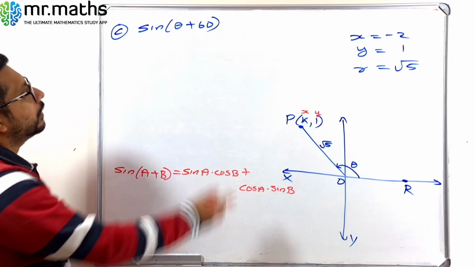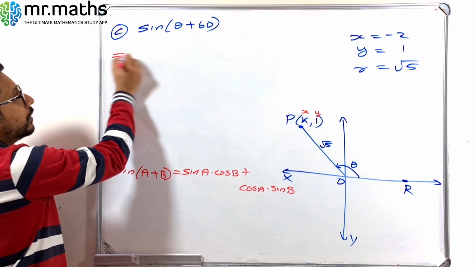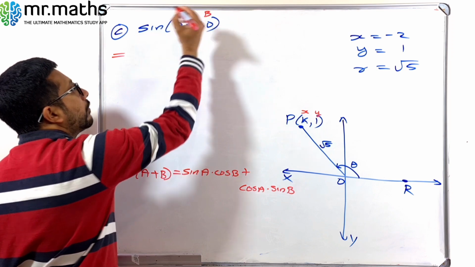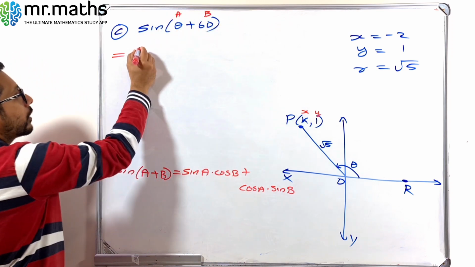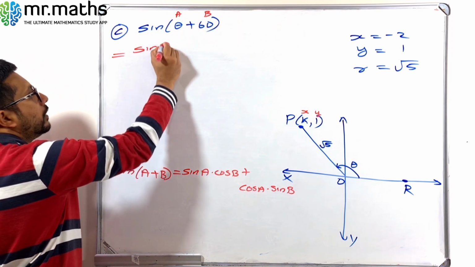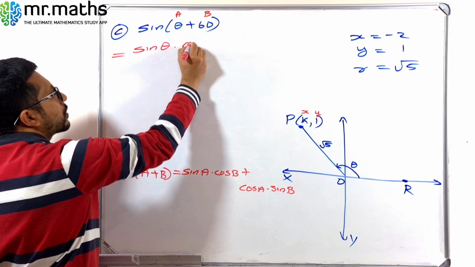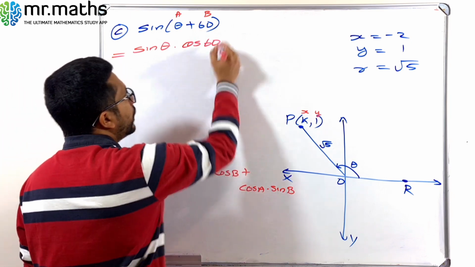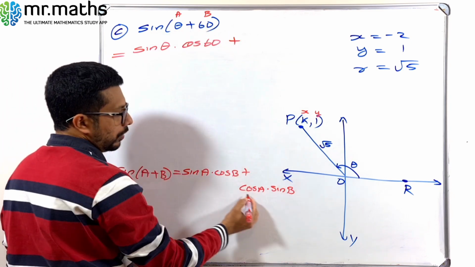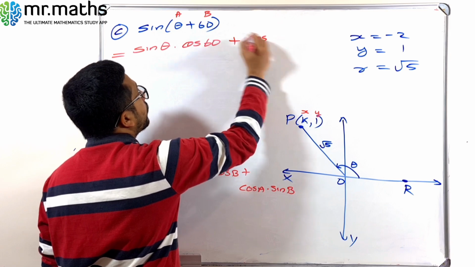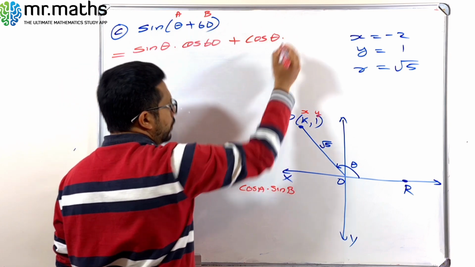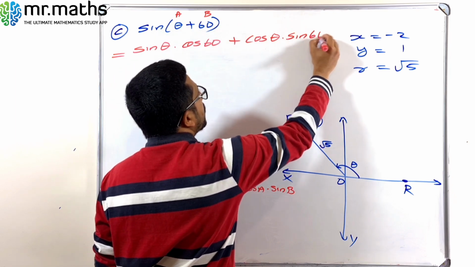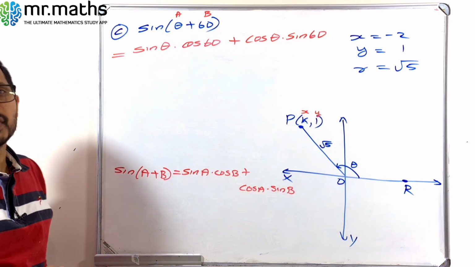Okay, so here we can expand like that, sine a cos b. This is our a and this one is our b. Okay, so expand: sine a, sine theta, cos b, cos 60. You can see that that one is a special angle. Then plus cos a, what is our a? Theta, into sine b, sine 60. So we expanded that one.